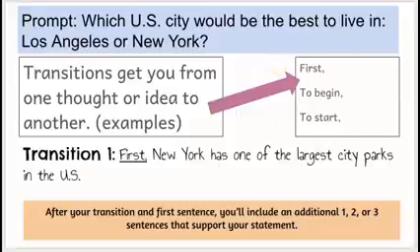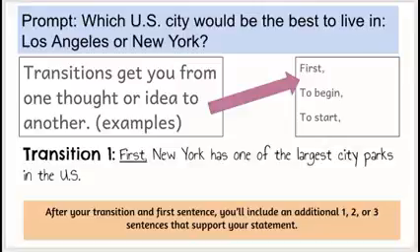These include first, to begin, to start, all of which have commas following the word or phrase. So as stated, the first thing that this writer is going to talk about is New York's parks, and their transition sentence says, "First, New York has one of the largest city parks in the U.S." They've given us a transition with the word first, which is underlined, and they've given us the idea of what this section of their essay is going to be about.